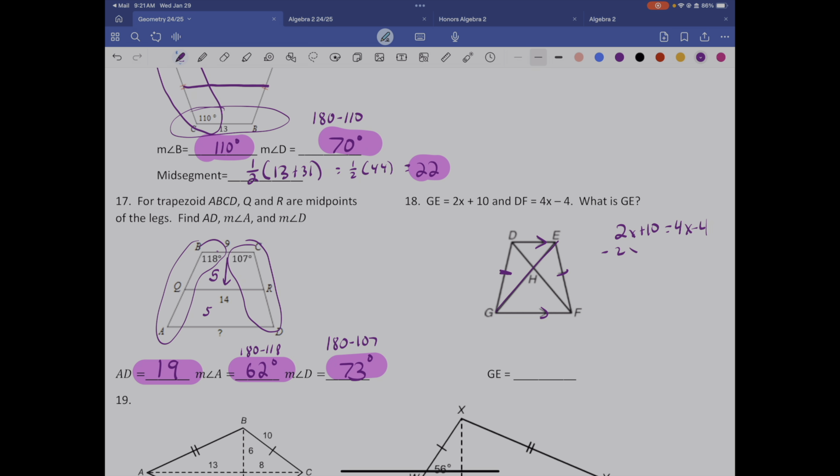So I'm going to subtract 2x from both sides. So 10 is equal to 2x minus 4. Add 4, so 14 is equal to 2x. So x is equal to 7, but that's not the question. It says what is GE? So GE is 2x plus 10, so we know x is 7. So 2 times 7 plus 10, 14 plus 10 is 24. And you're done.